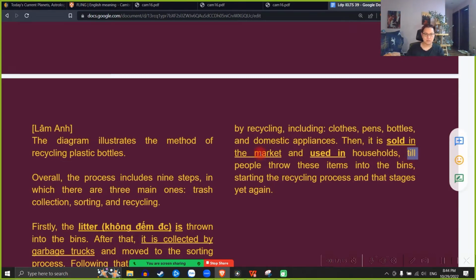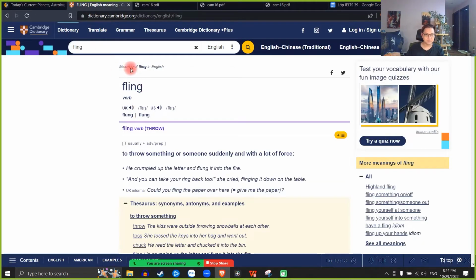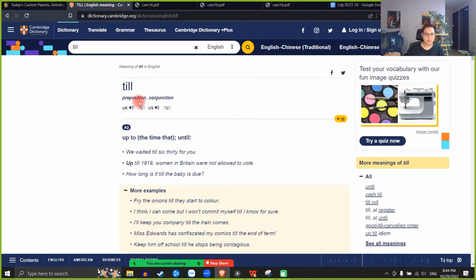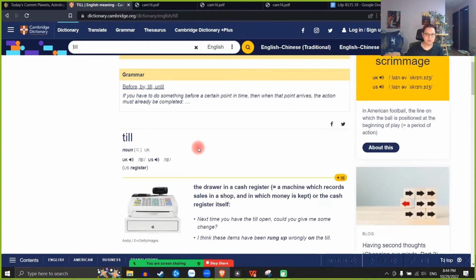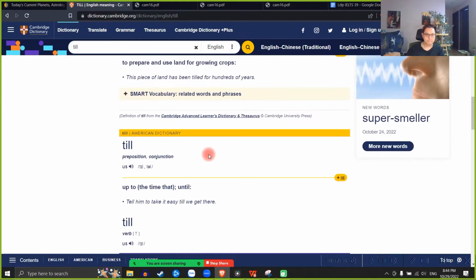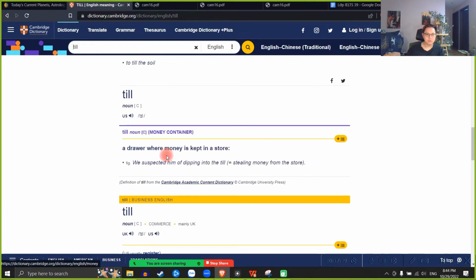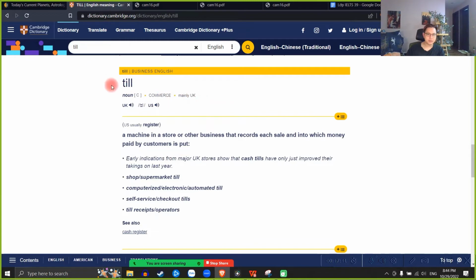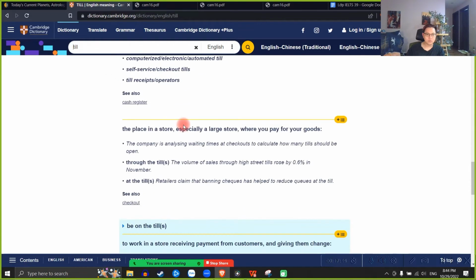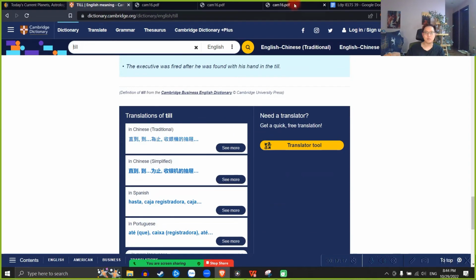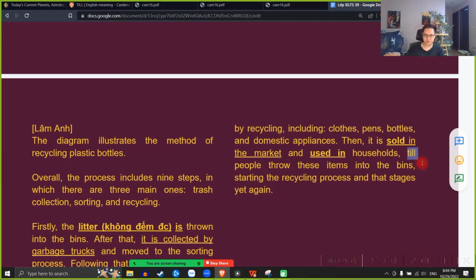Till là một dạng viết tắt và không trịnh trọng của chữ until. So till, look at this one. Till is a preposition and conjunction. Till, but I think till is not formal enough, I think. I may be wrong, let me check. Mainly UK, okay. Okay, nó không có nói là informal. Okay, it doesn't say informal, so you can use till. Till people throw these items into the bin.